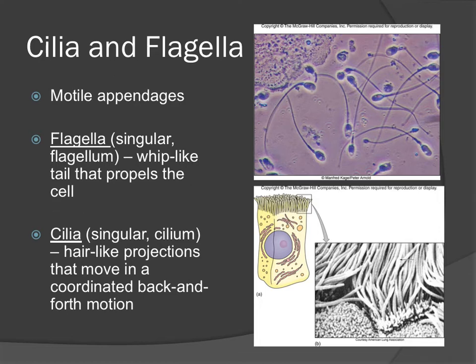And non-motile cilia act as a sensory antenna for the cell, receiving signals from other cells or fluids nearby. So in the kidney, for example, cilia will bend with urine flow and send a signal to alert the cells that there is a flow of urine.